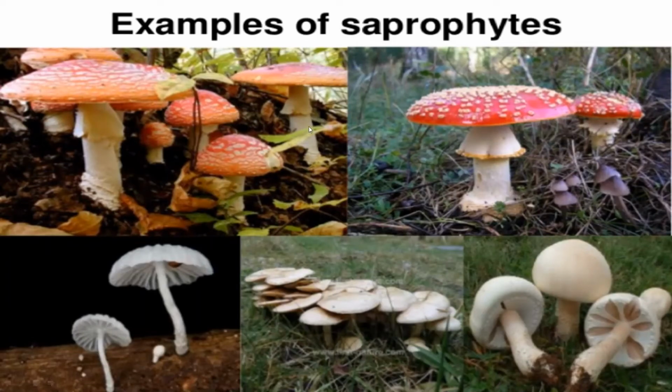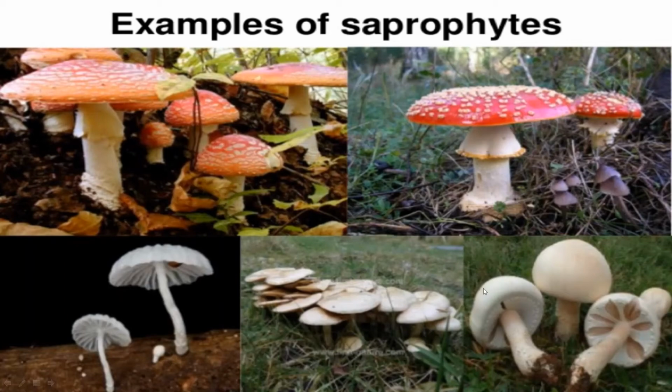See a few examples of saprophytes. These are all mushrooms only. See, they are growing on dead and decaying matter and obtaining their nutrients from there. This is Agaricus, these are Amanita, these are poisonous mushrooms. These are not.